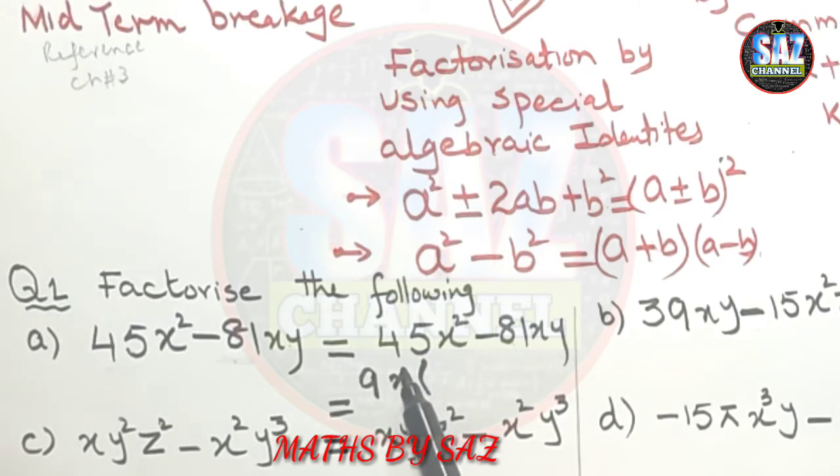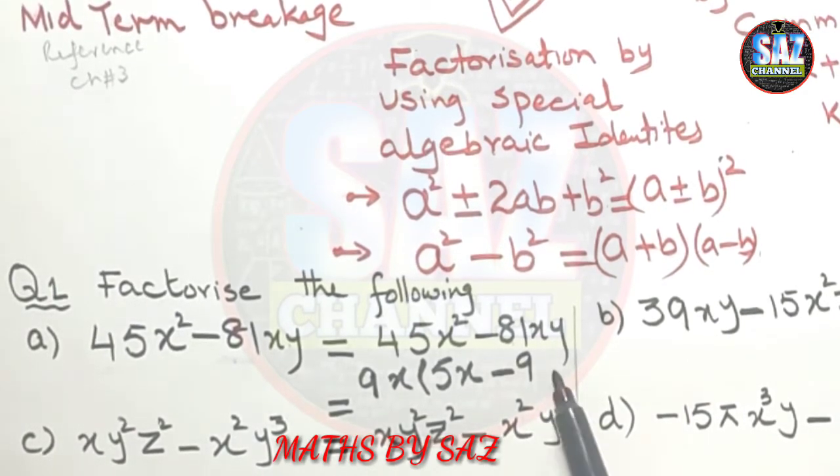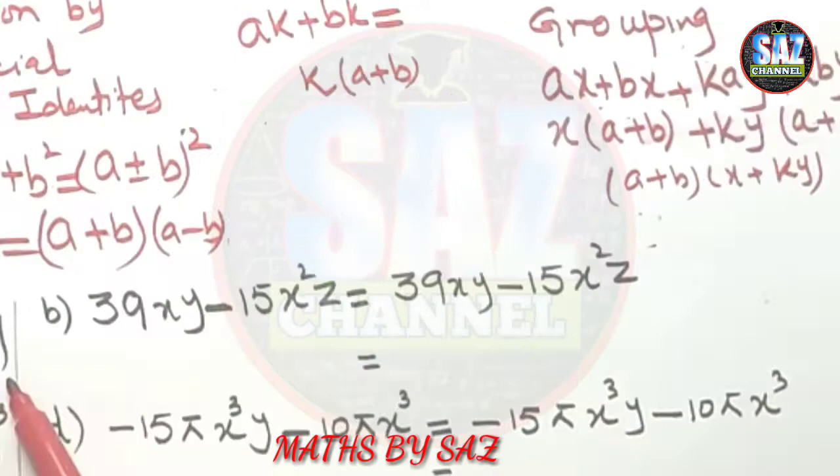Then I have to see that for 45, table of 9 goes how many times? 9 5s are 45, and from x square, x is out, so I will be left with 5x. Then I have to copy the sign as it is. Then for 81, I have to read the table of 9 how many times? 9 9s are 81, and from xy, x is already out and I'm left with y only. I hope you are clear about this question. Let's move to the next question.